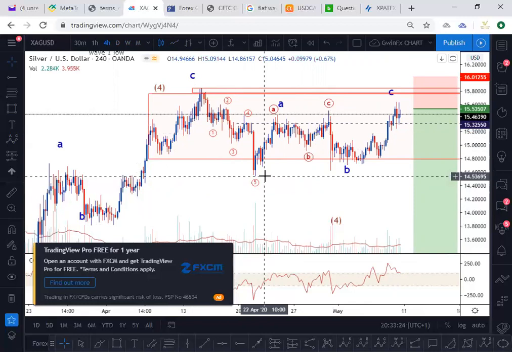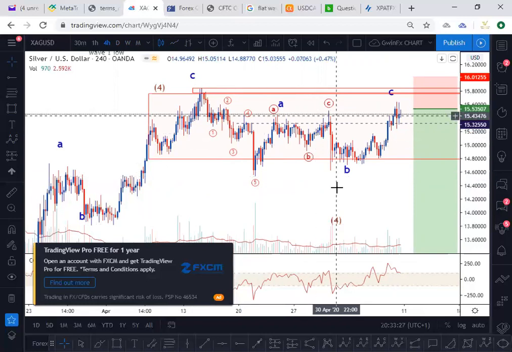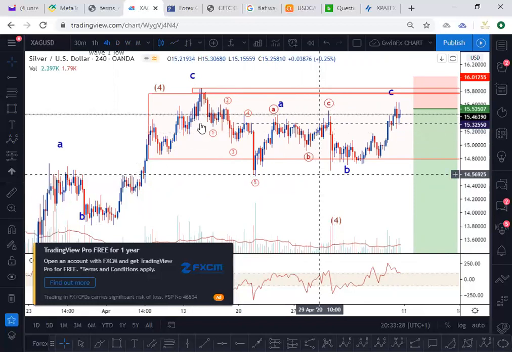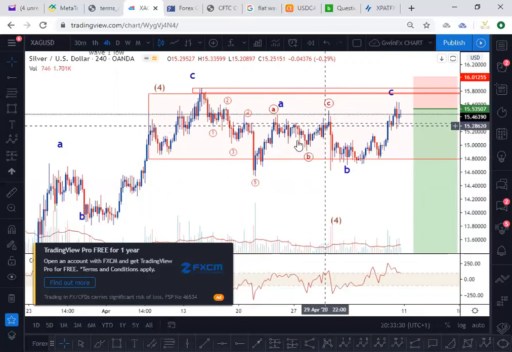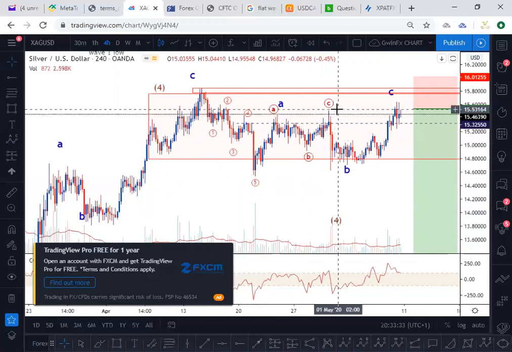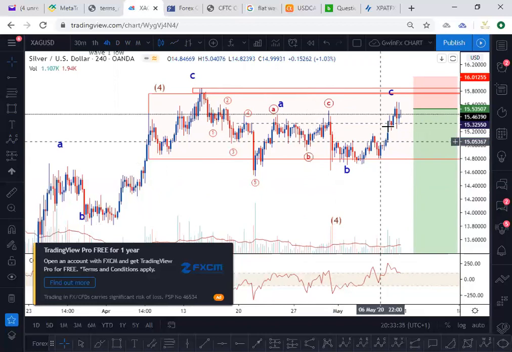This is followed by a 3-wave move, and our X. So we can say this is a WXY, you can use this as a WXY, and we have a push to the downside.